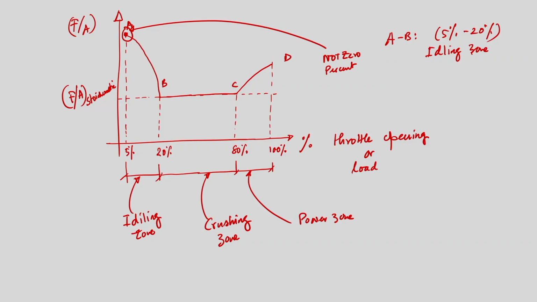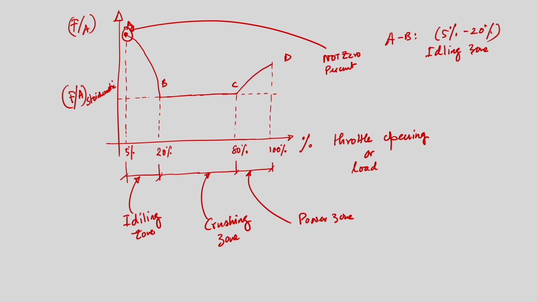So, what we can see from this figure is that during the idling zone, when the throttle valve remains almost 5% to 20%, not closed but almost closed, the fuel air ratio supplied to the engine is larger than the stoichiometric one. We will discuss it, because it is quite expected that since we are supplying no power, no load from the engine, still we need to supply a higher amount of fuel air ratio to the engine. Why we need to supply that, we should know.